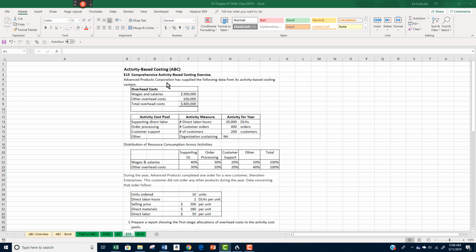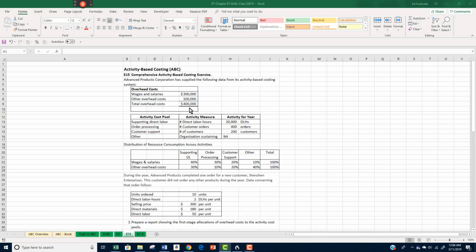They give us some information. First of all, information related to overhead costs. Their total overhead cost is $400,000. They break their overhead costs into two categories: wages and salaries, which total 300,000, and all other overhead costs, which is 100,000. Now remember, when we're talking overhead, we're talking about indirect costs.